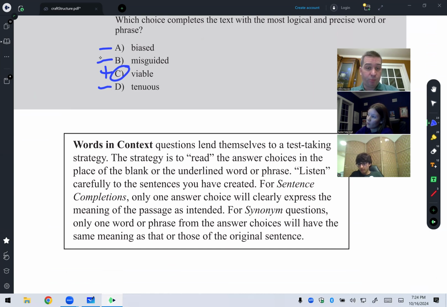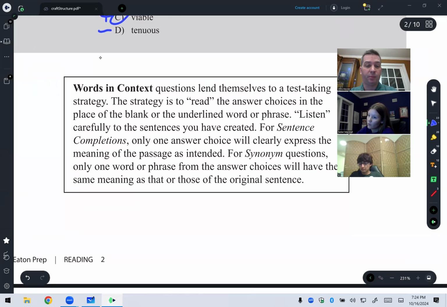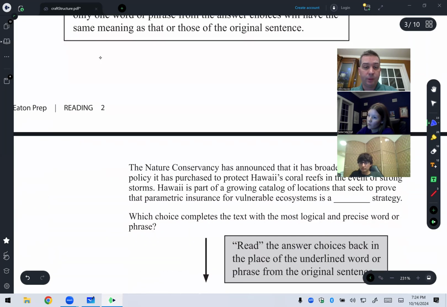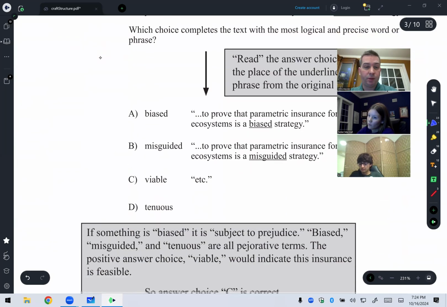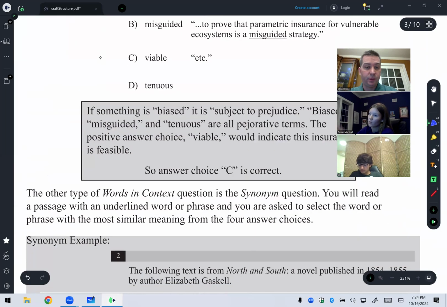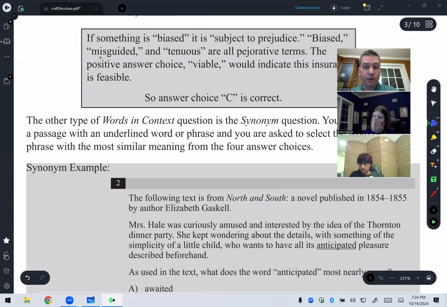Yep, so you just read those right back in the blank. One will make sense, three of them won't make any sense at all. The synonym questions, we can also read the words back in place of the underlined word to find the synonym. So we'll look at a synonym question. All right, that's our strategy right here. Read the words back in. All right, and here is a synonym question.